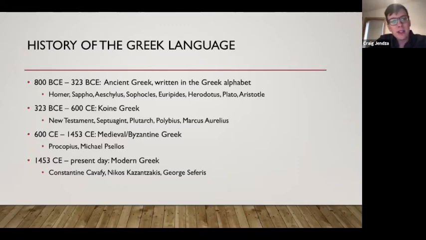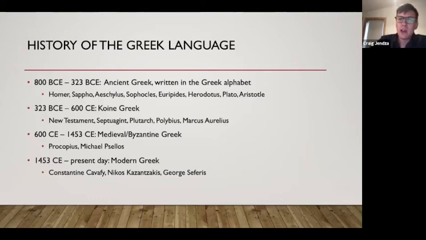So basically, this is a very long stretch of time, and there's a big difference between ancient Greek and modern Greek. So they're basically different languages. If you're a Greek speaker from Greece, you don't necessarily know ancient Greek. You have to take a class and learn it. And similarly, if you've learned ancient Greek, you don't necessarily know modern Greek. The alphabet's the same, but things are pronounced differently, and the grammar's changed a bit over time too, so you do have to kind of learn it a bit differently.